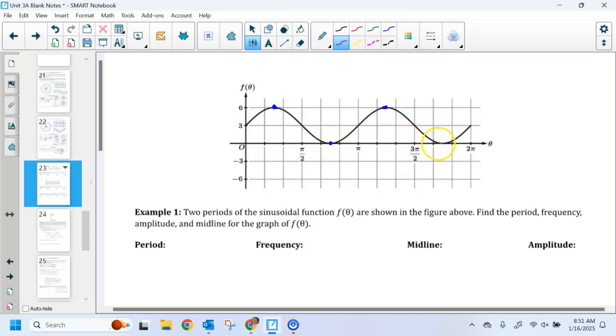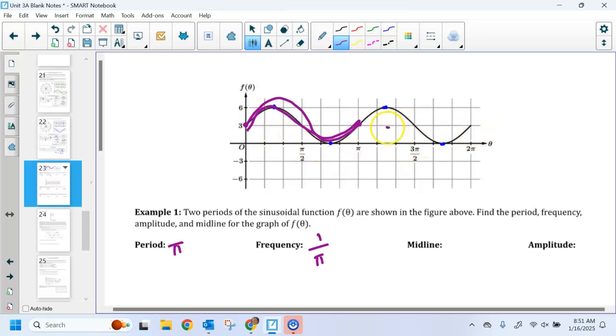We could go from min to min, again, not on tick marks, so maybe not the easiest way. But we could go from where we intersect the midline to the second place where we intersect the midline. So that cycle goes from 0 to pi to get through one full period, which I can graph out a full period here. There we go, that's better. So my period here is pi. Frequency is the reciprocal of period, so just 1 over pi.